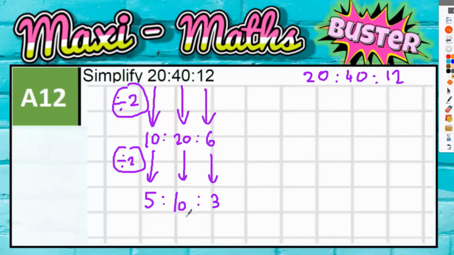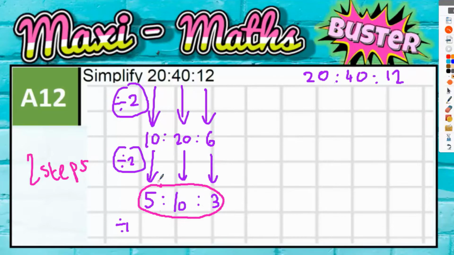Now, you can't actually simplify any more because the only thing that all of these would divide by now would be 1. And there's no point doing that because if you divide by 1, you're still going to get 5, you're still going to get 10, you're still going to get 3. So that is the simplest we can actually get it, 5 to 10 to 3. Now, the reason why I'm going to do it twice is because we've had to take 2 steps there to get to our final answer. And this, by the way, is our final answer.